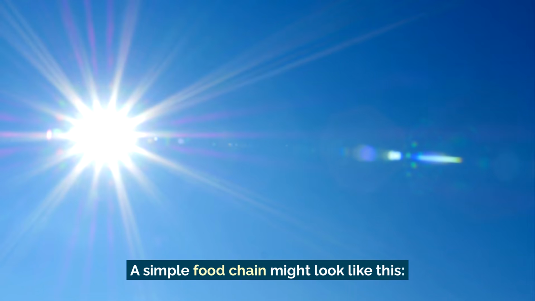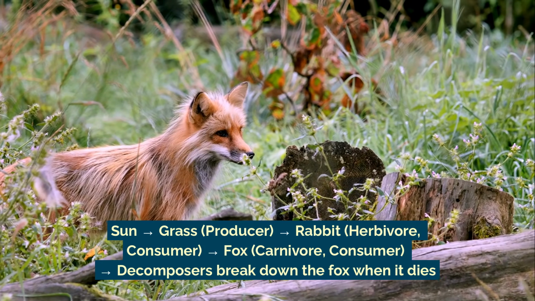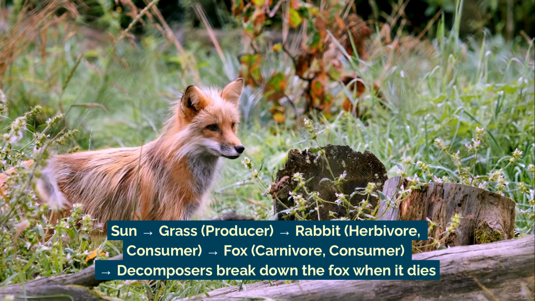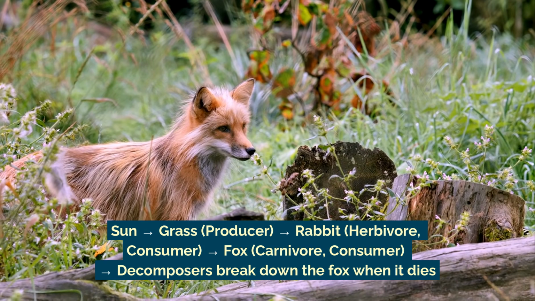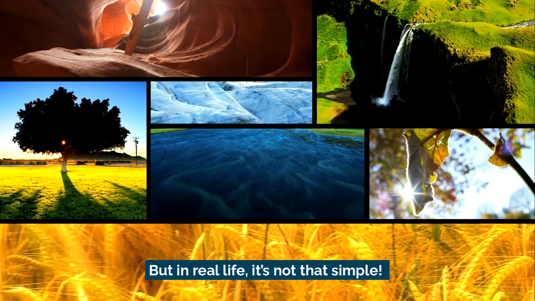A simple food chain might look like this: the sun, grass, which is a producer, rabbit, which is a herbivore consumer, fox, which is a carnivore consumer, and decomposers break down the fox when it dies. But in real life, it's not that simple.